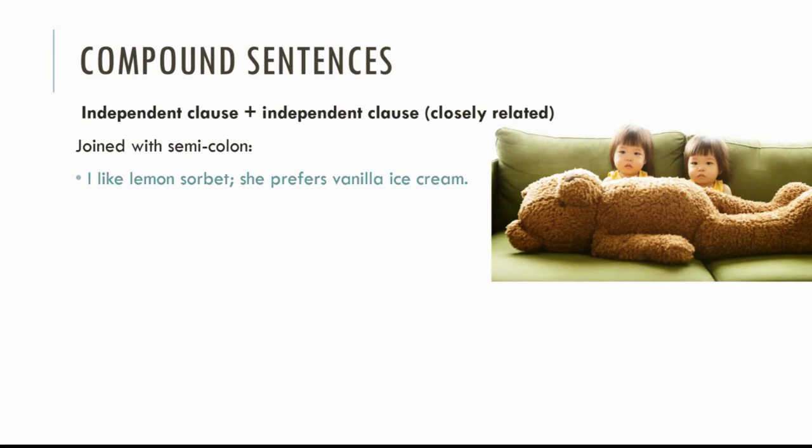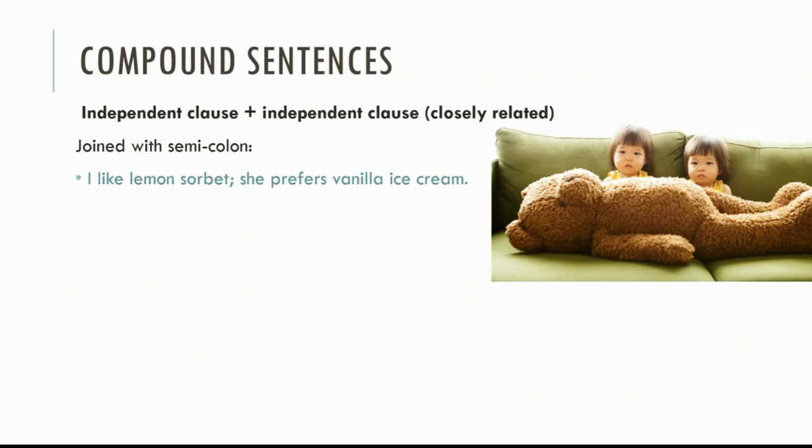A compound sentence is when you start to join simple sentences together. Or, remember, a complete sentence that's simple is also an independent clause. It can stand by itself as a sentence. So when you create a compound sentence, it's made up of two or more independent clauses. They'll also be closely related. You will only want to join them if it makes sense logically to join them.